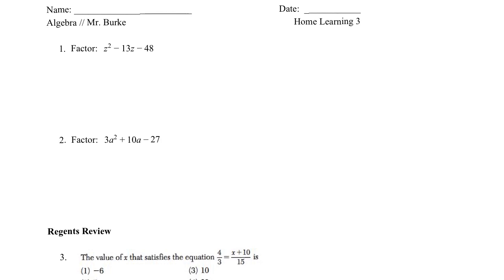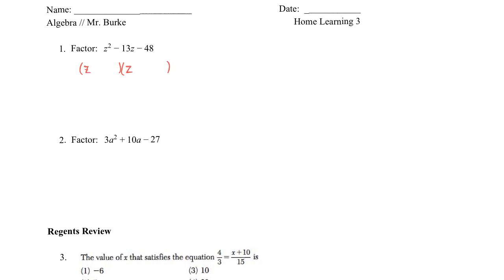So I look at this first one, and this doesn't look like the other ones that we've been starting with. This one does not have a number in front of the first term, which means no greatest common factor of the numbers. This has a z, this has a z, this doesn't have a z. No greatest common factor here. This is a trinomial. All right, so all we're going to do is put our parentheses down.